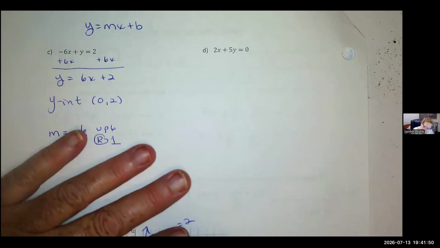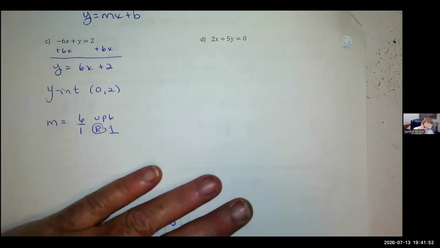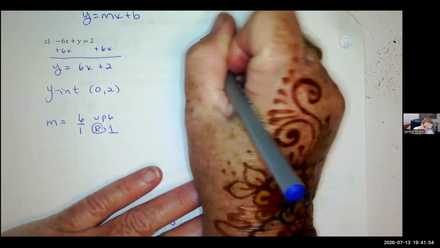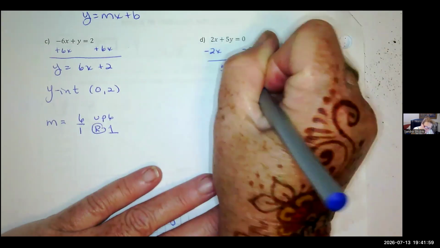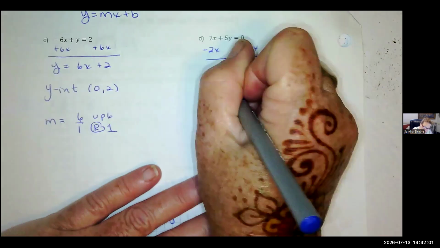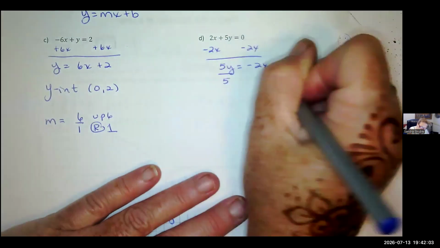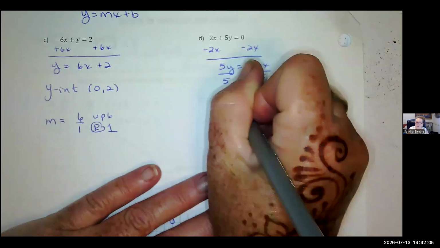All right, we're going to start by moving the 2x over by subtracting 2x from both sides. And I get 5y is equal to negative 2x. And then I have to divide both sides by 5 to get y by itself. Y equals negative 2/5 x. All right.